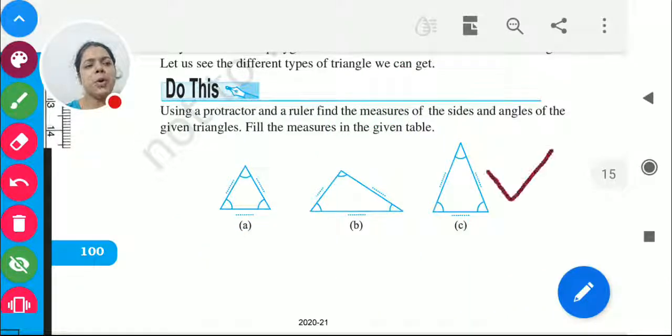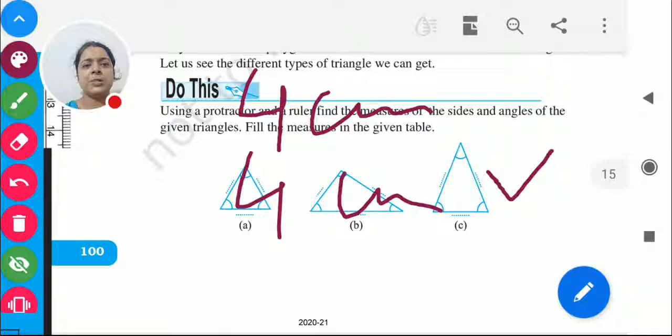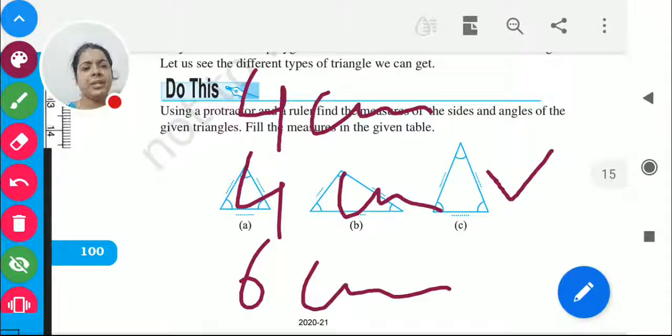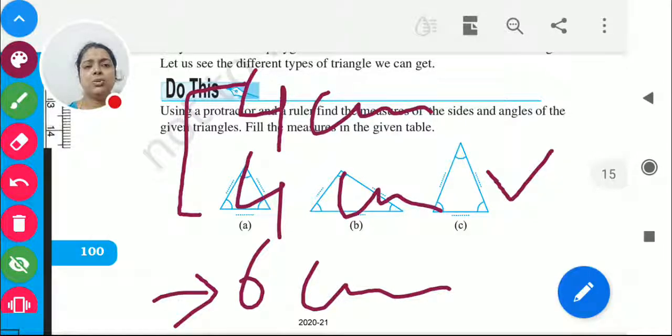Go for the next one here. One side is 4 centimeter, another side is 4 centimeter, and one side is 6 centimeter. In this case, two sides have the same length and one side is different. Two sides are of the same length and one side is different. So in that case, it is called isosceles. It is known as isosceles.